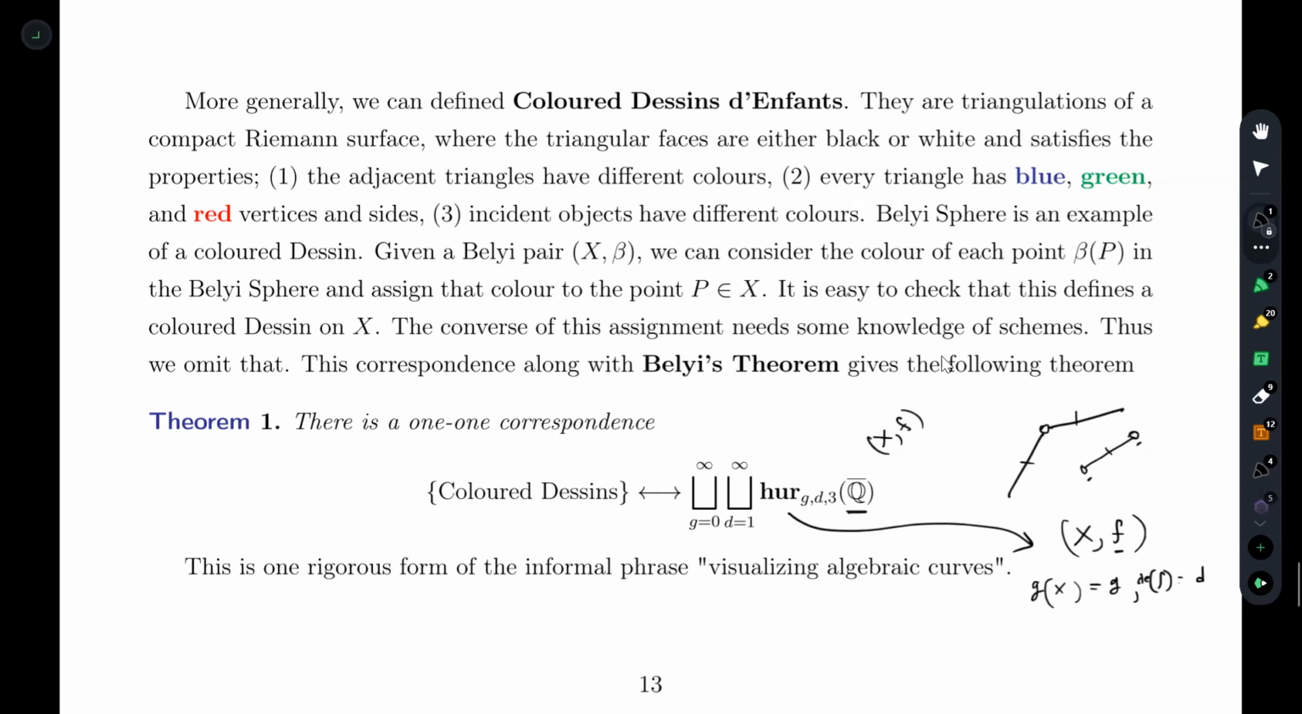Is there any relation with the capital Hurwitz? Sorry? The capital Hurwitz that you defined, a different space?